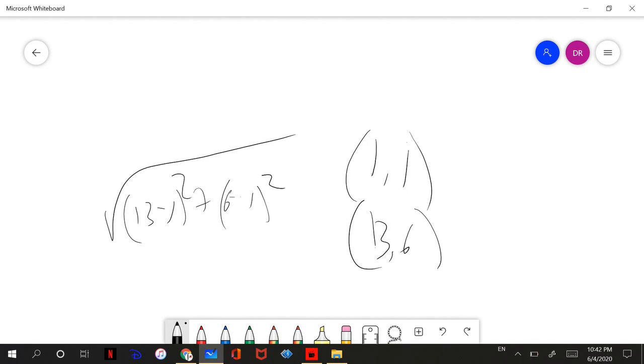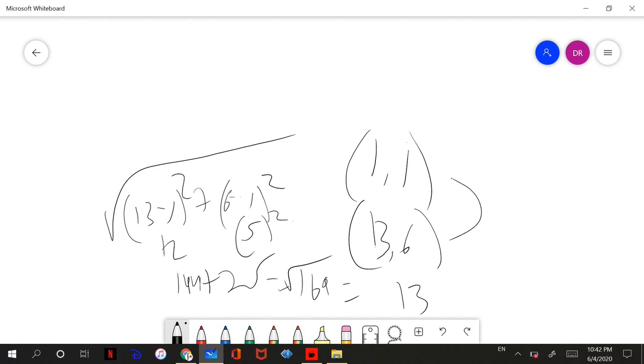13 minus 1 is 12. That squared is 144. And you add that to 6 minus 1 squared, which is 25. And then when you add this, you get 169. And the square root of this is 13. And so the distance between these two is 13.